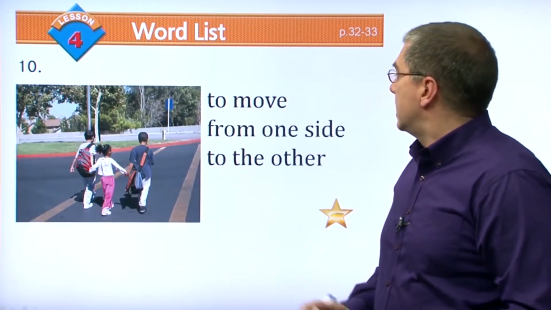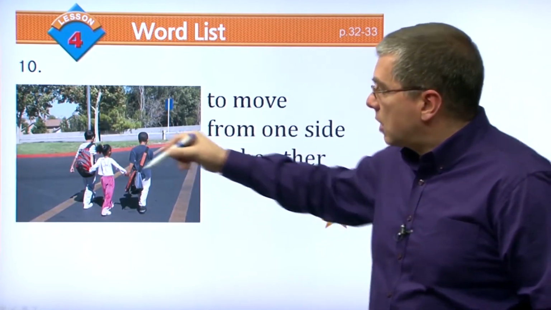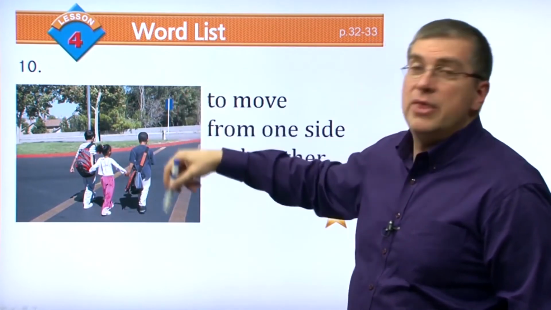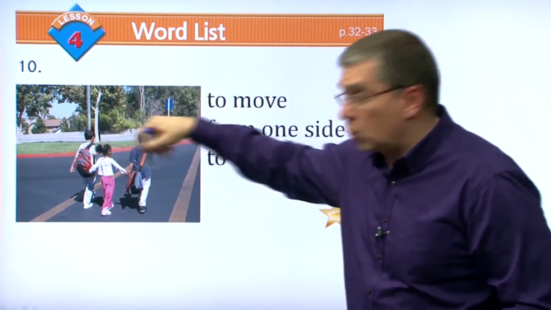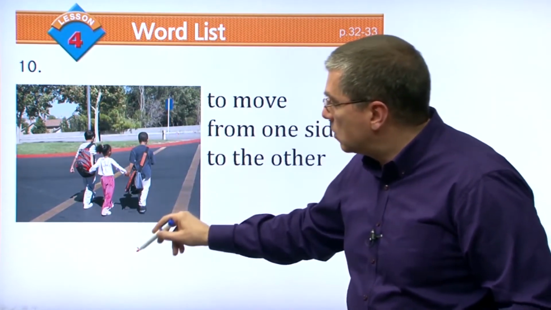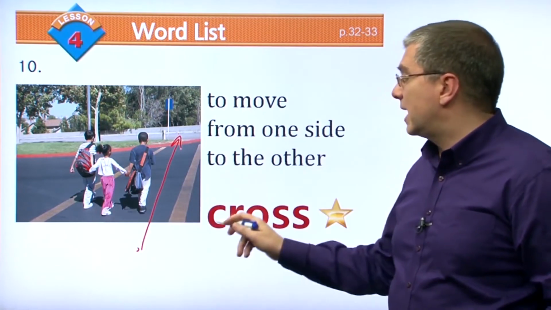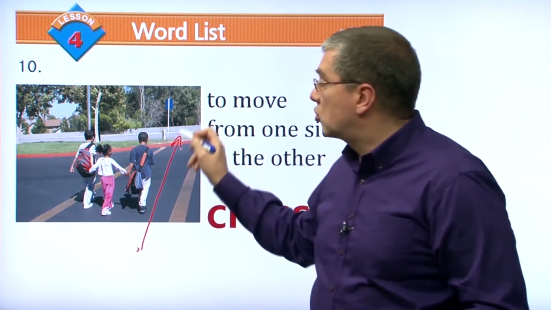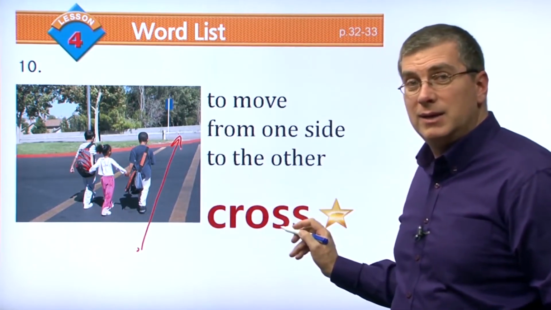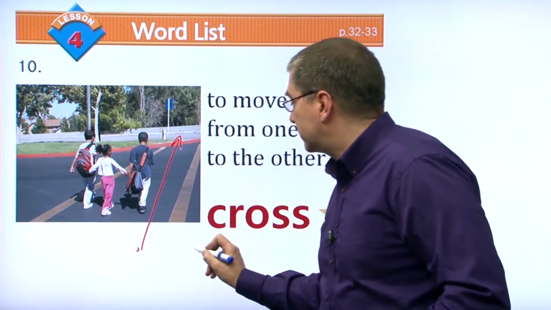Okay. Now, to move from one side to the other. So you're on one side of the street and you want to go to the other side of the street, or river or anything. What do we say? We say cross. I want to cross the street. Cross is a verb, right? So cross the street.